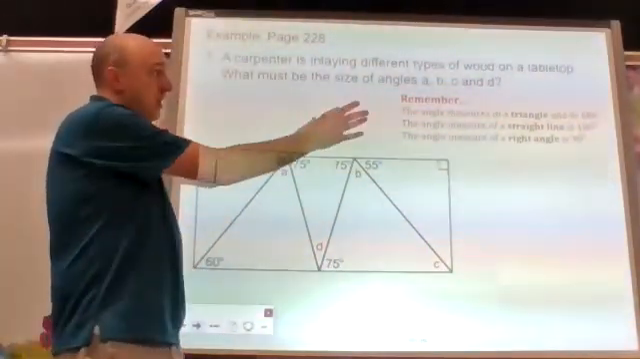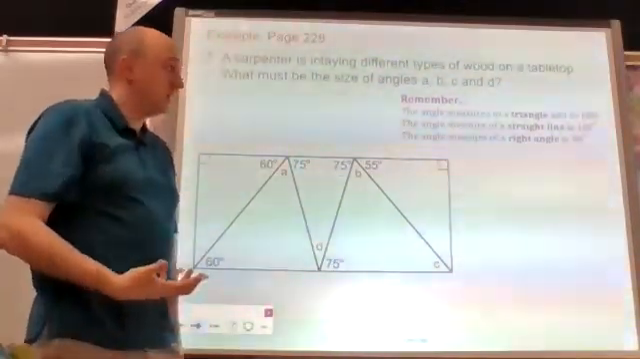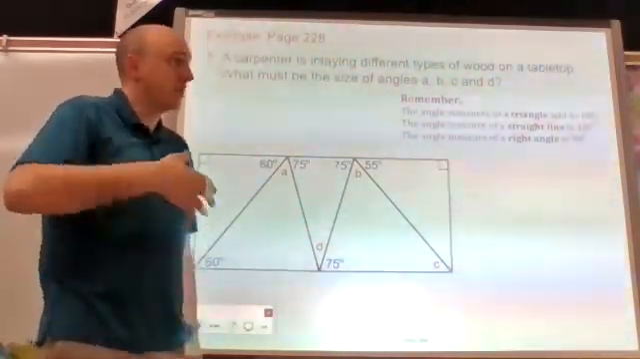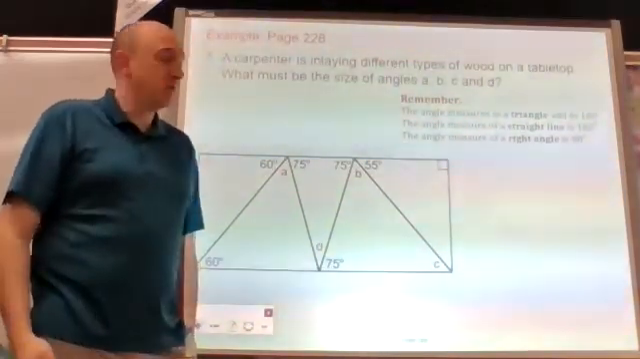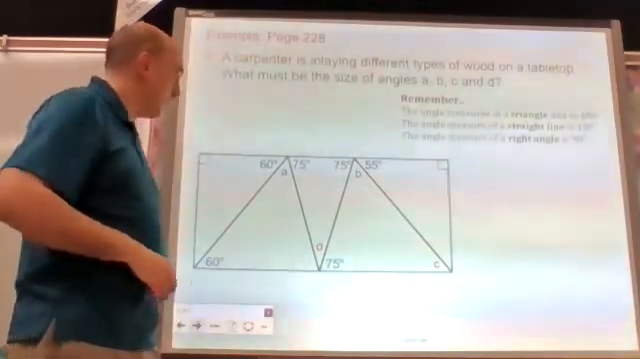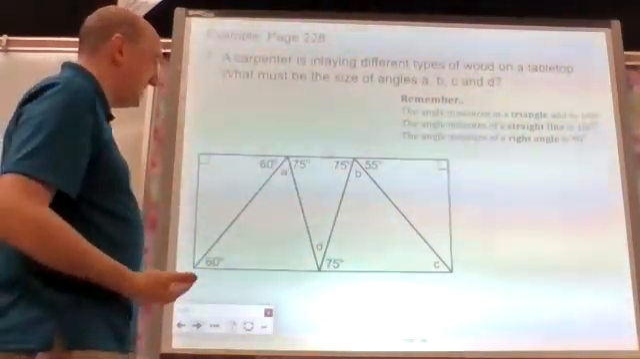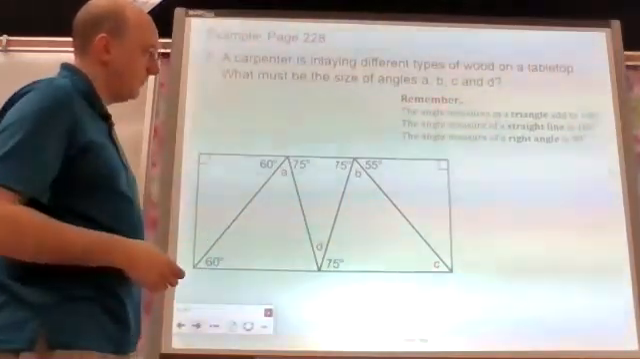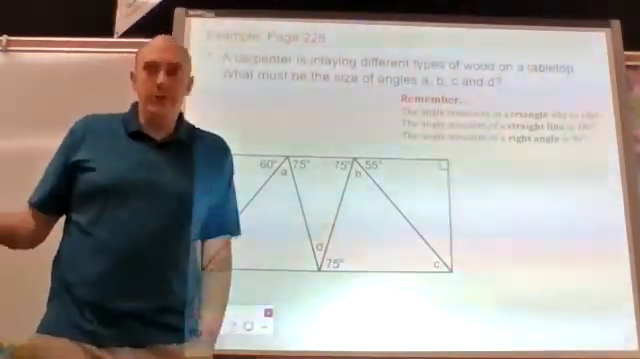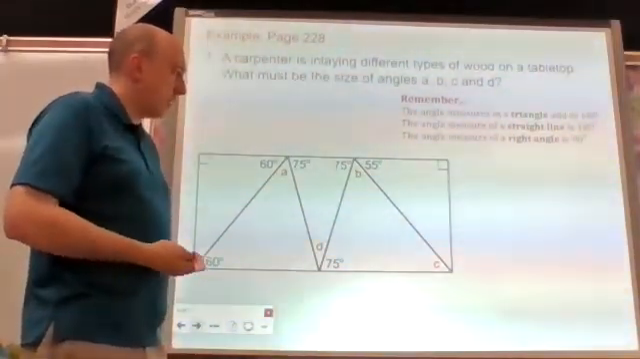So there's some stuff. Remember that the angle measures in a triangle all add up to 180 degrees. The angle measures of a straight line all add up to 180 degrees. The angle measures of any right angles add up to 90. So we got to solve for A, B, C, and D. How do we do that? What do we have that we can solve for right away?